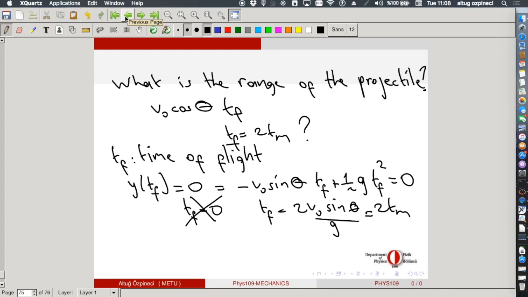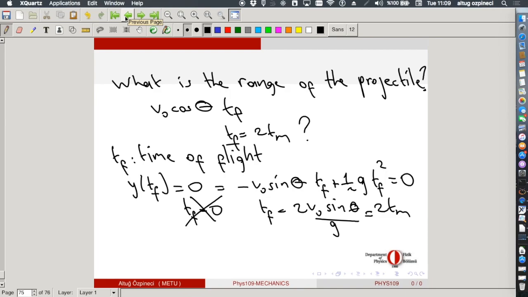Now, without making further assumptions, like the symmetry of the motion, or that the final vertical component of the velocity should be equal to the initial vertical component in magnitude but opposite in direction, these are additional assumptions you make. Without making these assumptions, this is probably the only way you can obtain the time of flight.